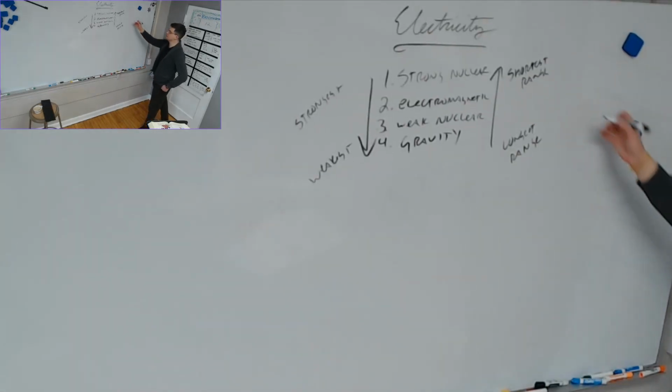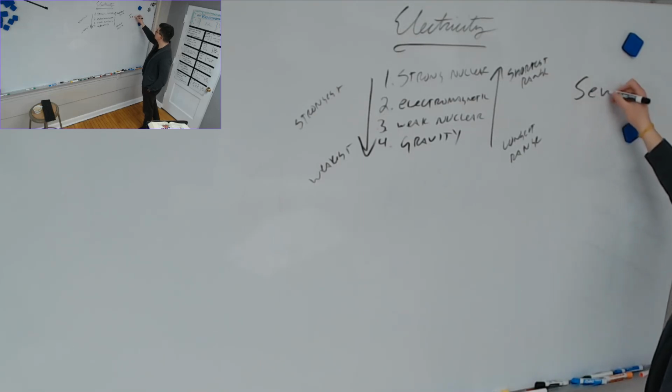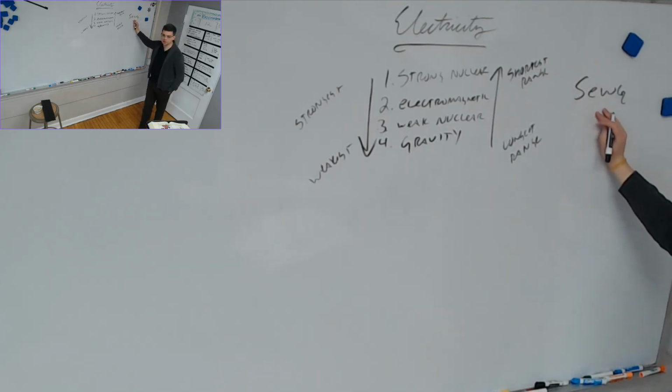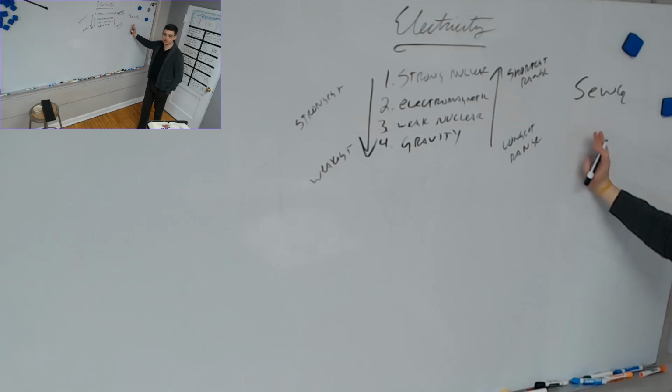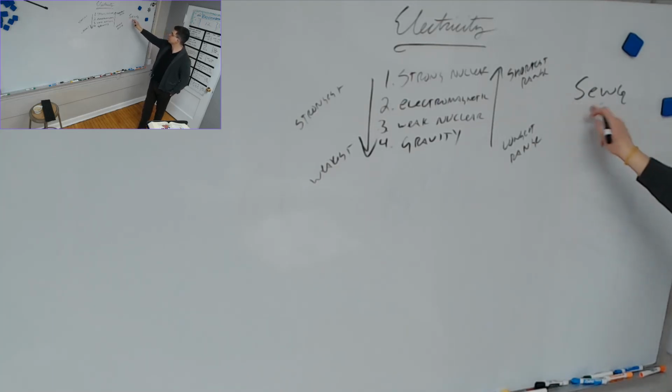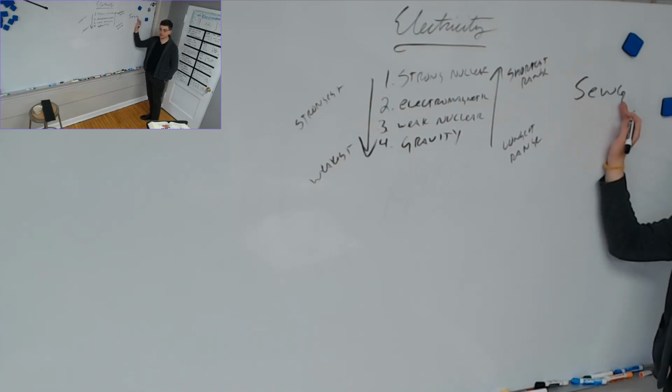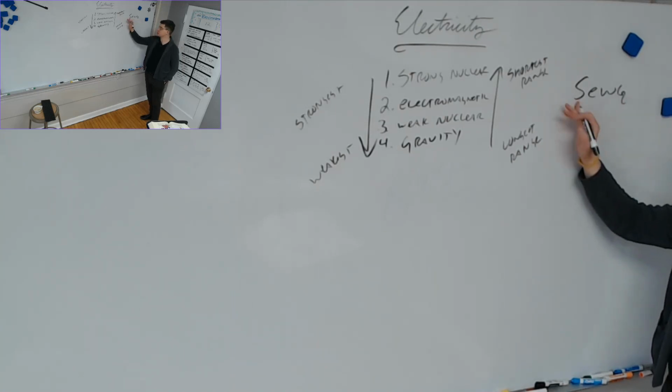You can remember this with the acronym SUG, or if you prefer SUGE, like sewage without some of the letters. This is how I have had people remember it for years. If you have a better way, that's fine. But it stands for strong nuclear, electromagnetic, weak nuclear, gravity, and that's in order from strongest to weakest, and in order from shortest range to longest range.